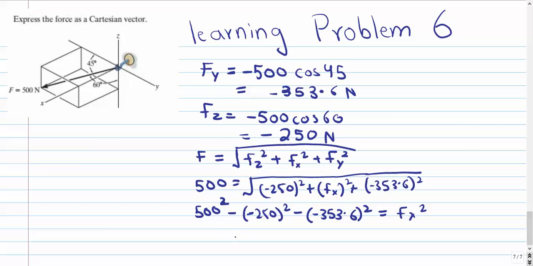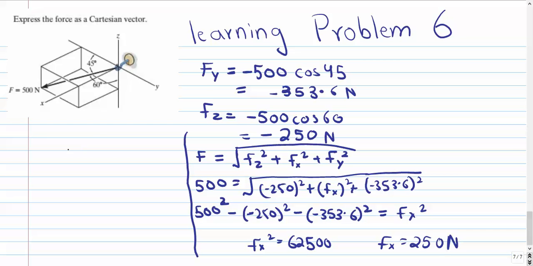And once we solve this on a calculator, the answer that we get for Fx whole squared is 625. And taking the square root of both sides, we get Fx is equal to 250 newtons. Now that we have all components in all directions, we can simply write the Cartesian notation, which would be as follows. F is equal to 250i minus 353.6j minus 250k.